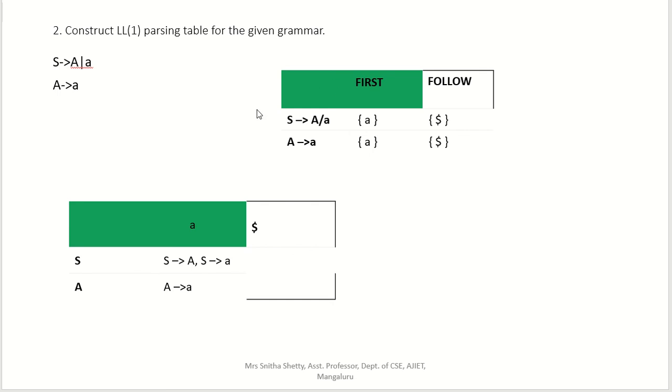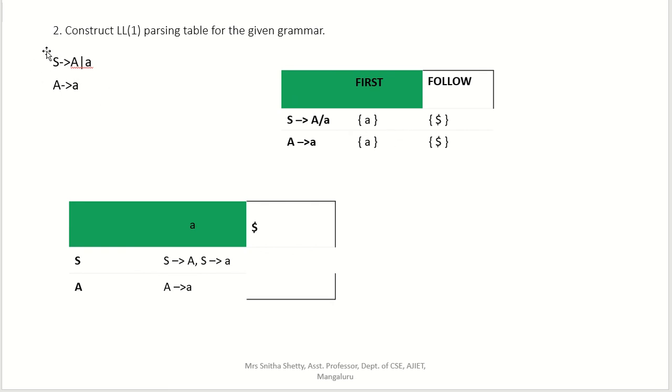You should calculate the first of S and first of A. First of S: what is S generating? S is generating small a as well as capital A. Since S is generating small a, first of S becomes a, and S is also generating capital A, so first of S includes first of A. So first of S is just small letter a. Now what is first of capital A? Capital A is generating small letter a, so first of A becomes a. Very simple, right?